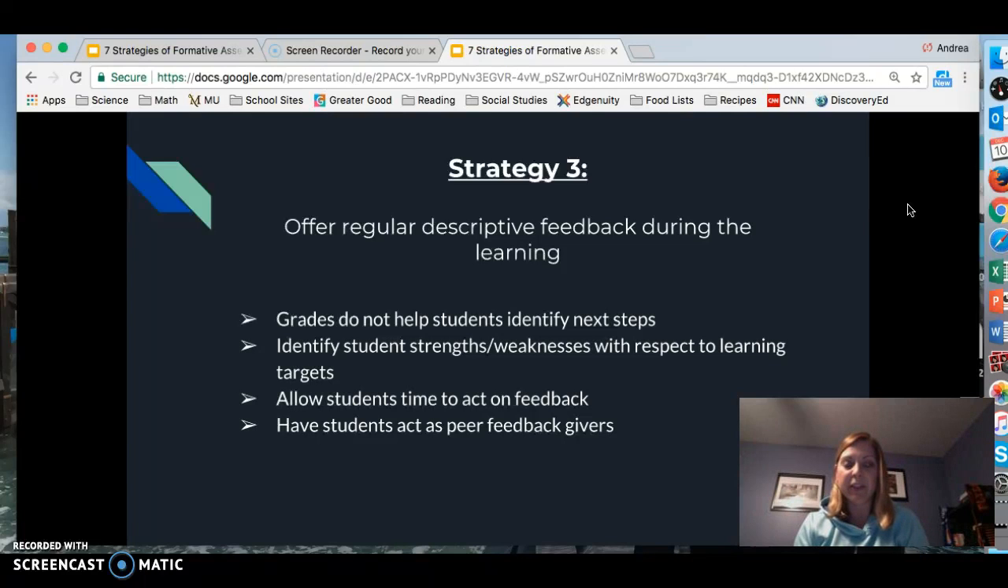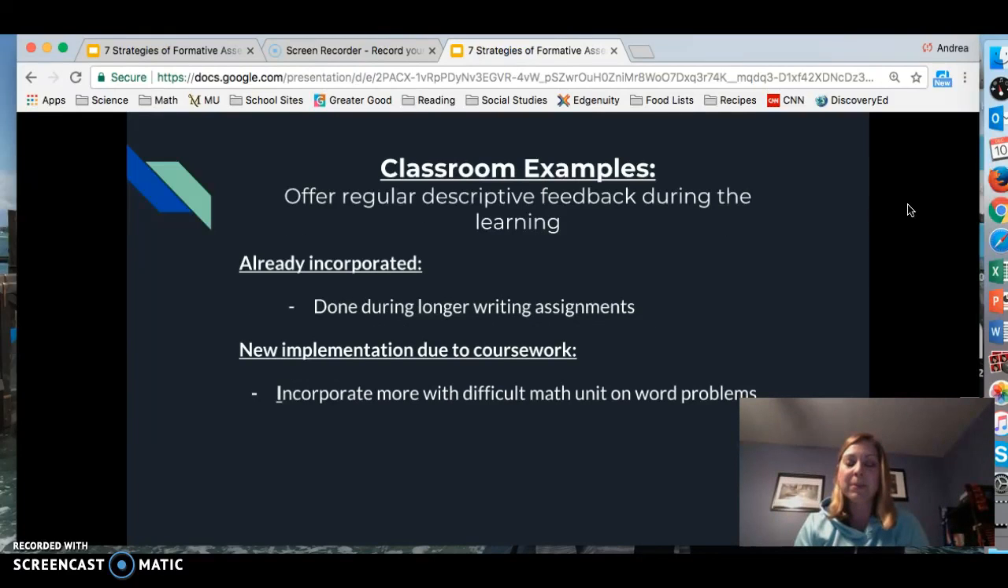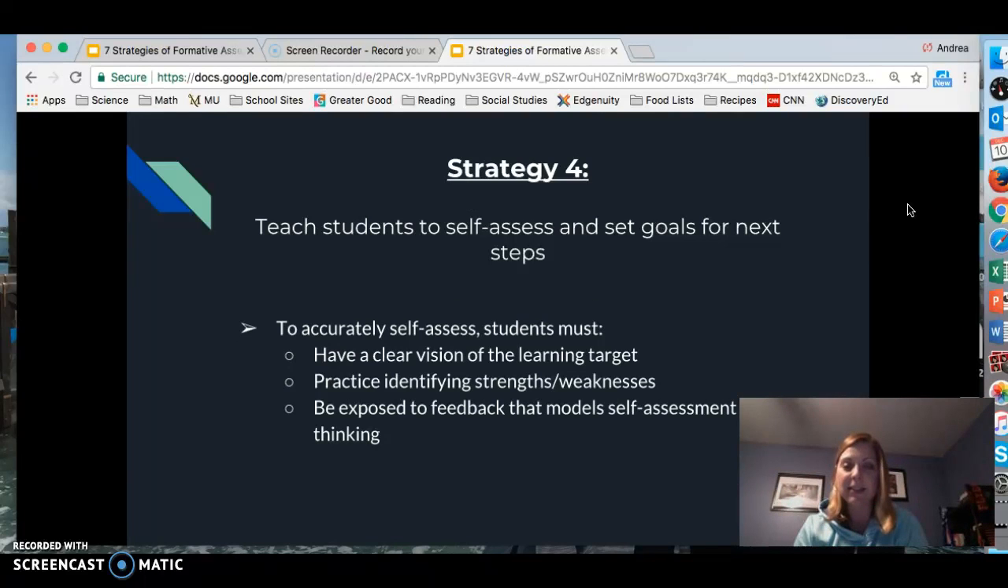Strategy 3, offering regular descriptive feedback. Feedback is always something that I've strived to do but can't always find the time. So it's always been something that I've incorporated in writing, but now I'm trying to build in more time in all subject areas to do it, and I'm doing it a lot more with math, giving them questions to think about instead of telling them what to do next.